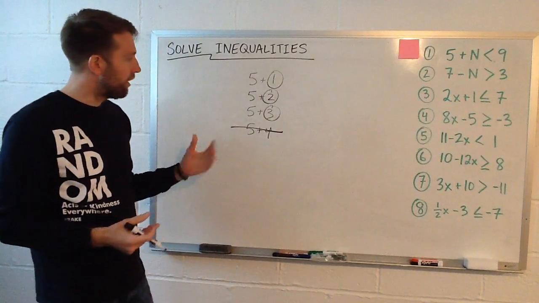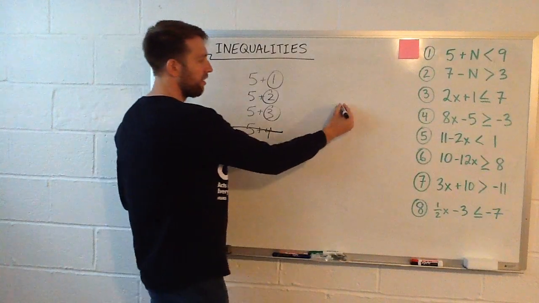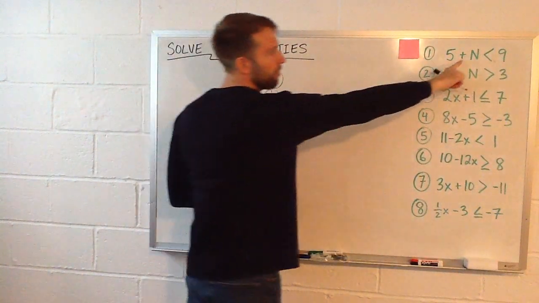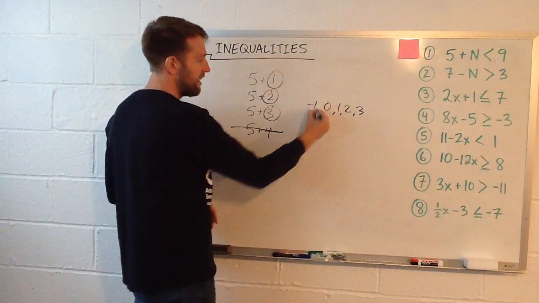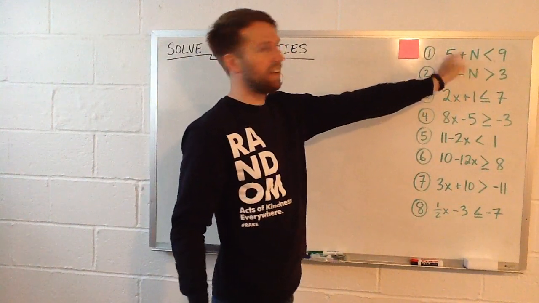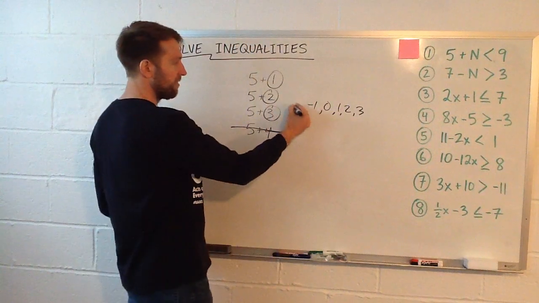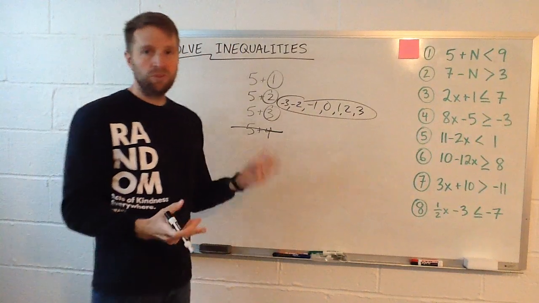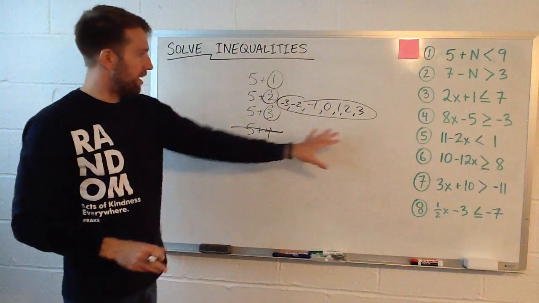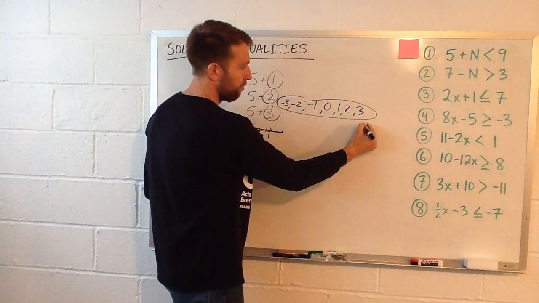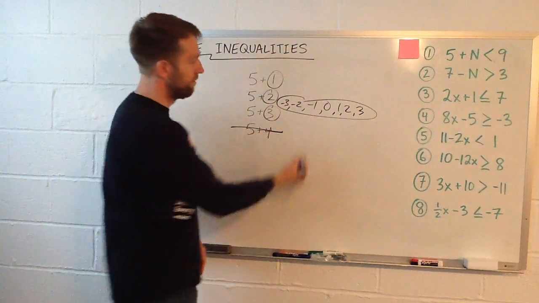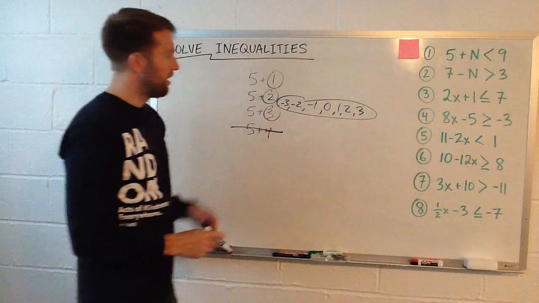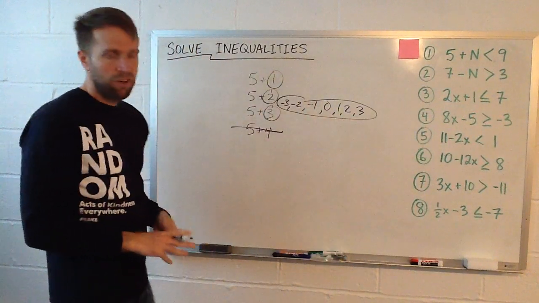So how do you represent the numbers that are 1, 2, 3, 0? 0 combined with 5 would be less than 9. Any negative number, 5 plus a negative, is going to go down. That's definitely going to be less than 9. How do we represent all of these numbers? We use an inequality. So this would be all the numbers that are 3 or less than, headed over that way.